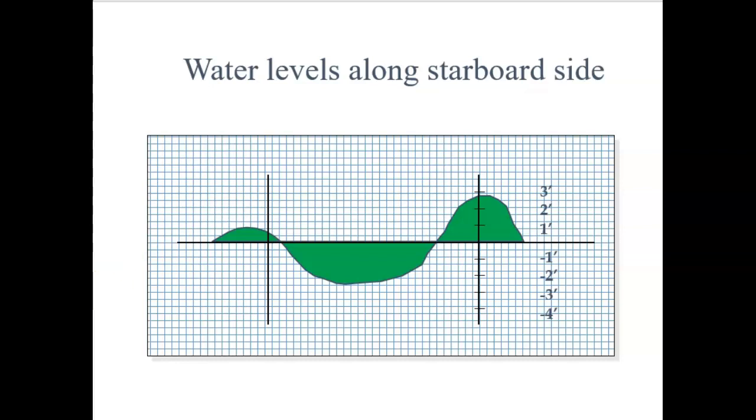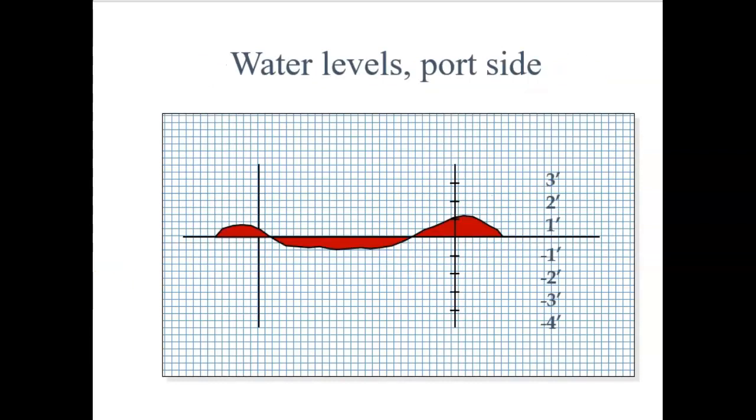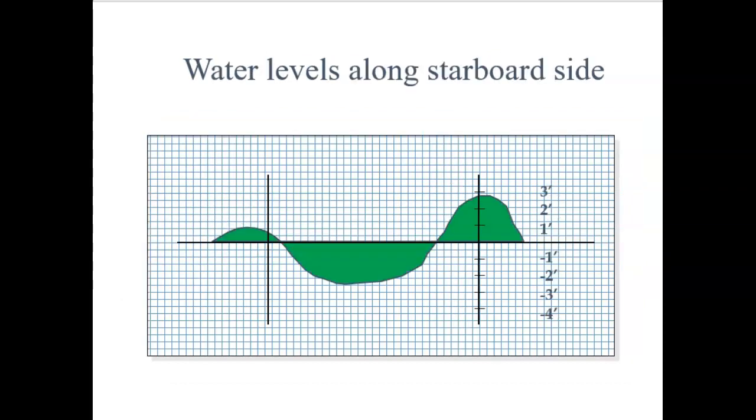We're not going to go too far. And then here's the water levels on the port side. This is the starboard side of the ship. I think I may have said channel before. This is the water. There's the bow wave. Here's the trough. And there's the stern wave on the starboard side of the ship.